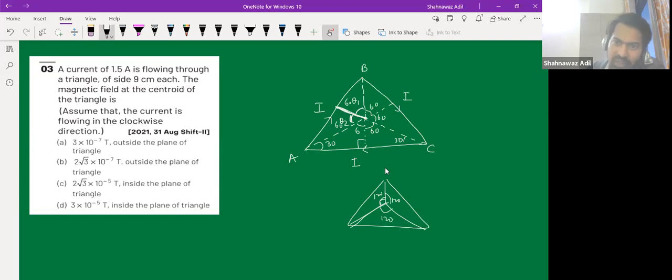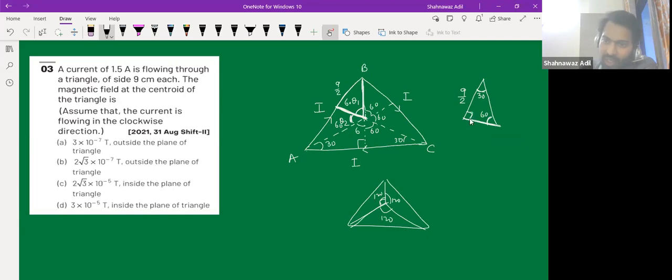Pythagoras theorem, right? Let's say this length is 9. So this would be 9 by 2, right? Or let's say we want to find out this. So we have this triangle. This angle is 60, this angle is 30, this is 9 by 2. So can I find out this thing?